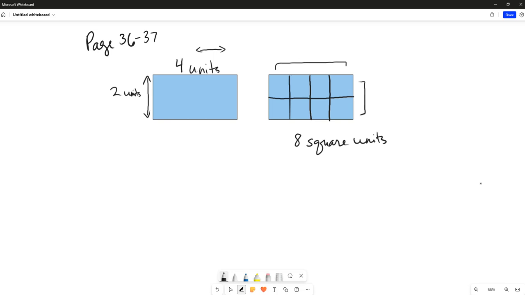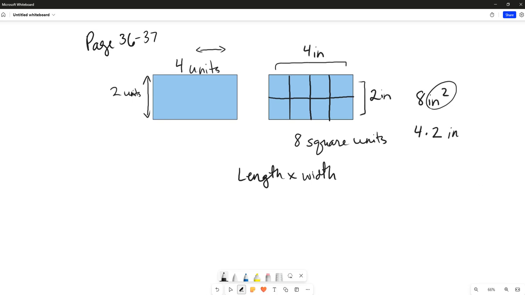Okay, so when we find the area of a rectangle, we're going to do length times width, and whatever the answer is going to be squared. So let's say that this is 4 inches and this is 2 inches, then this would be 8 inches squared. The reason why the unit is squared is because we're not only multiplying the coefficient of the length of each of those, but we're also multiplying the inches. So inches times inches is inches squared.